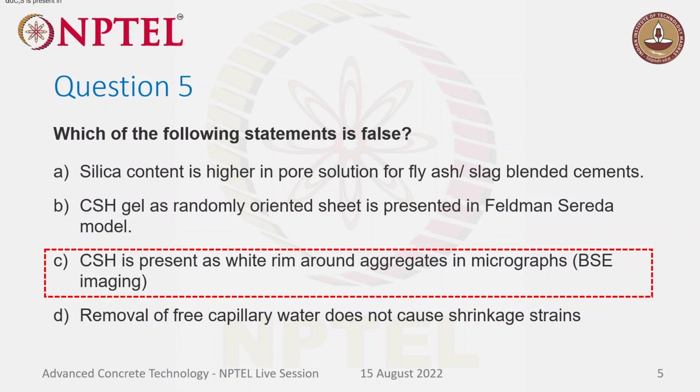Only option C is false, because of the white rims around the aggregate. What are the white rims around aggregates from the BSE image? Can anyone unmute and answer? What are those white rims around aggregates? If you watch the lecture, it will be easy for you to answer.